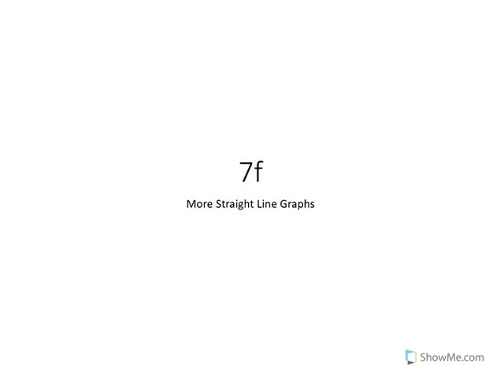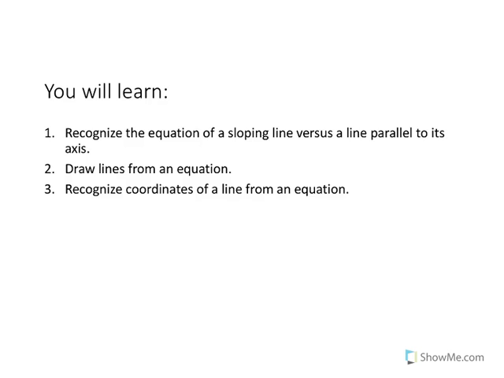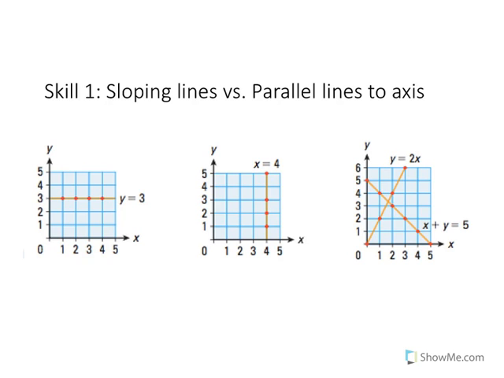This is chapter 7F, and it's more about straight line graphs. So in this chapter, you'll learn to recognize the equation of a sloping line versus a line parallel to its axes, drawing lines from an equation, but also recognizing whether coordinates fit onto a line from the equation. So first of all, let's talk about sloping lines versus parallel lines.